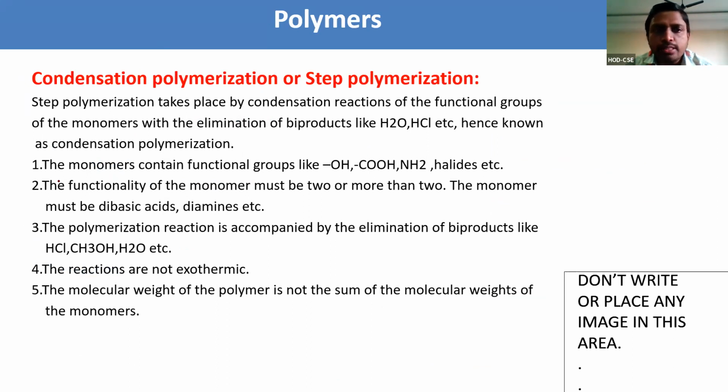This is also called step polymerization. Condensation or step polymerization takes place by condensation reactions of functional groups of monomers with the elimination of a byproduct. So it is just the opposite of addition polymerization. Here, condensation or step polymerization takes place by the condensation of functional groups of monomers. Two monomers are involved in condensation polymerization, with the elimination of a byproduct.